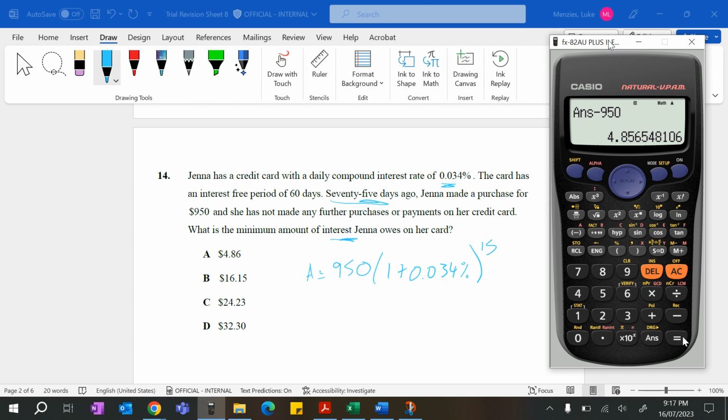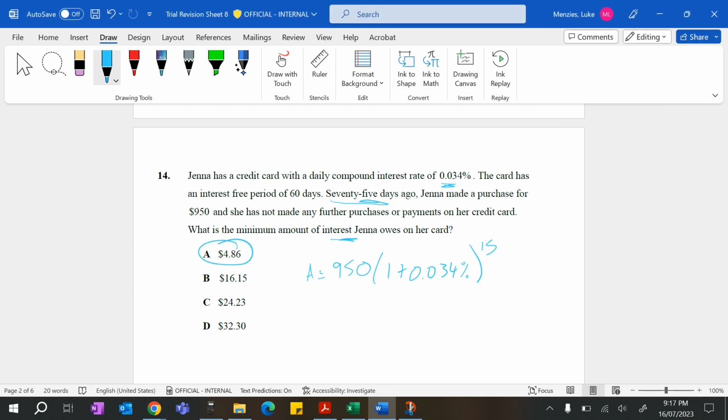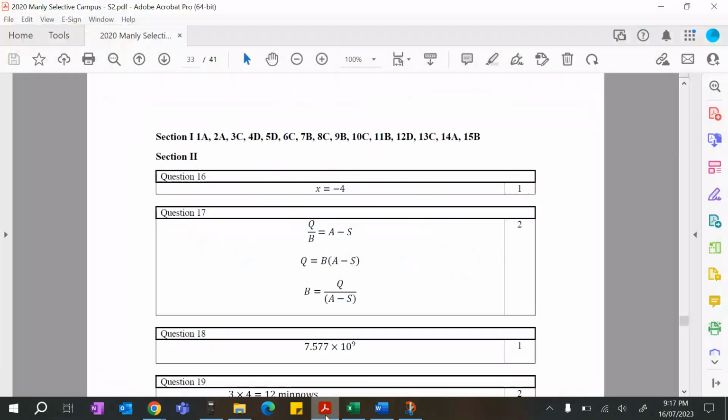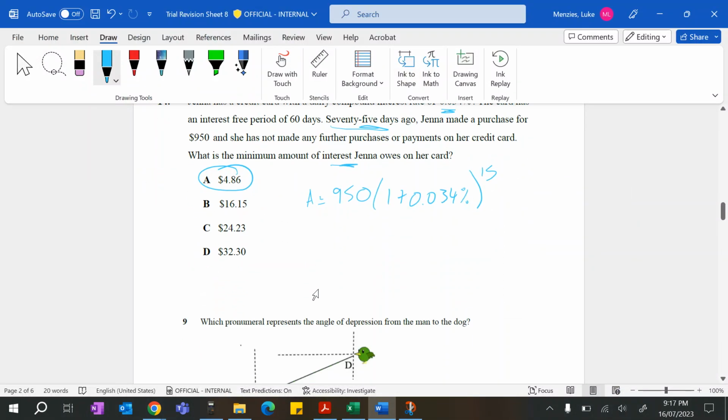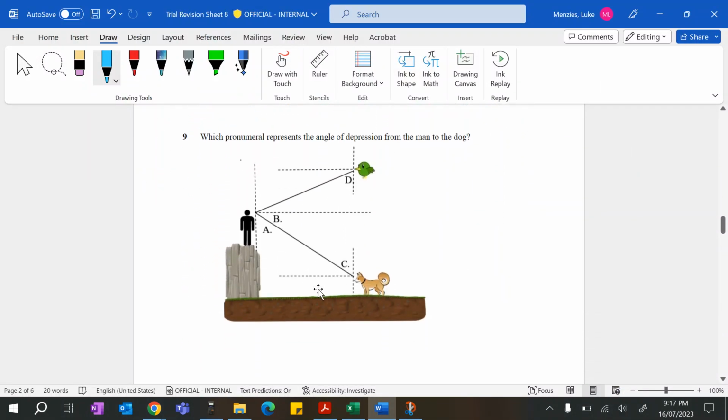So it should be $4.86. Very good. Double check your answer. 14 was A. Yay, look at us go. Killing it. All right. Angles of elevation and depression. Again, another one of those ones we haven't talked about for a while. Which pronoun represents the angle of depression from the man to the dog?